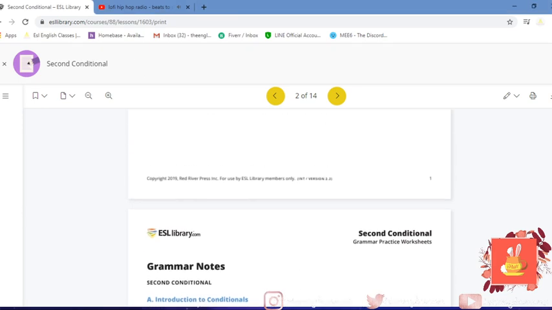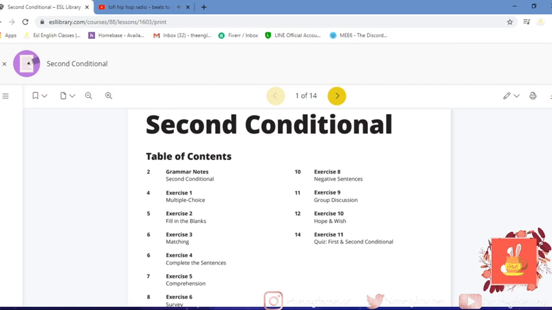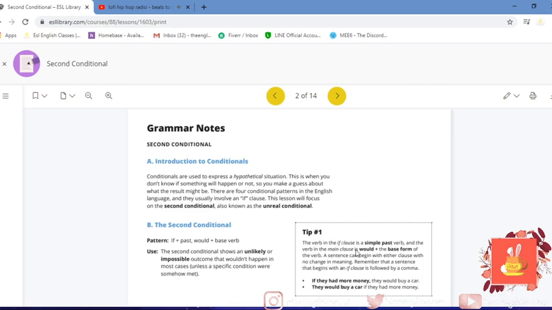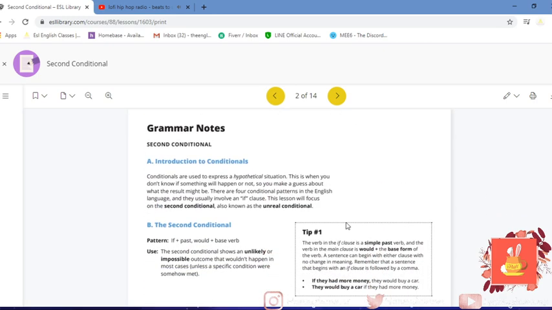Right. So today's first lesson, we are looking at second conditionals, because last week we reviewed first conditionals. We already discussed that the first conditional is when there's a likelihood of a hypothetical situation happening. For example, if we heat up water, it will boil, because there is a very high possibility of that result taking place. Cool. So now we're going to look into the second conditional. It is a hypothetical situation where you don't know if something will happen or not, so you make a guess about what the result might be.